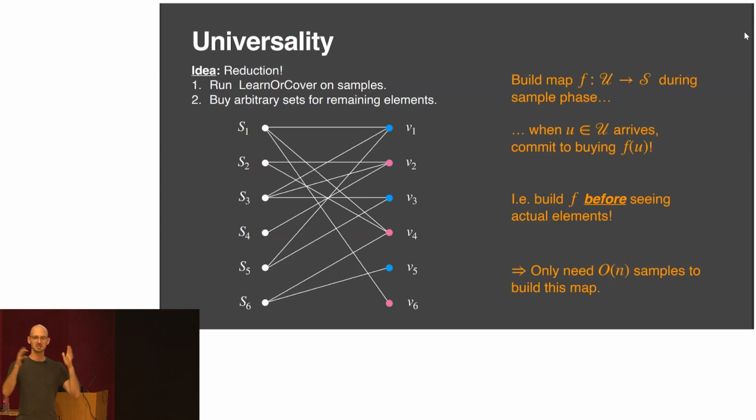It builds a map of what it's going to do before it's seen any of the input. And the point is that we could build this universal map with only order n samples. So this is what I was saying about getting the first sample complexity bounds for building such a universal map. Any questions? This is the end of the talk.